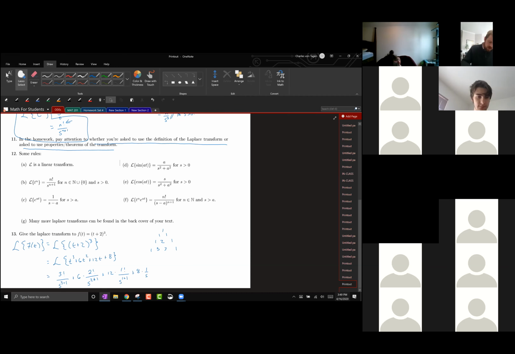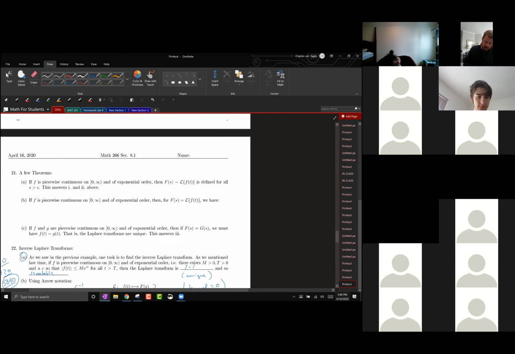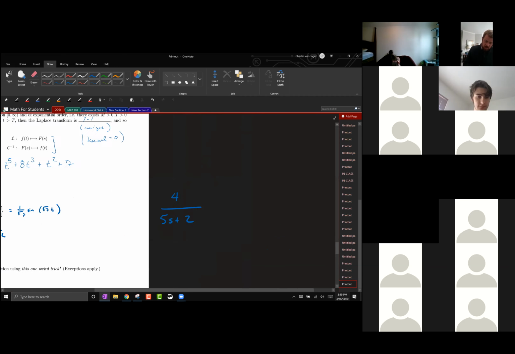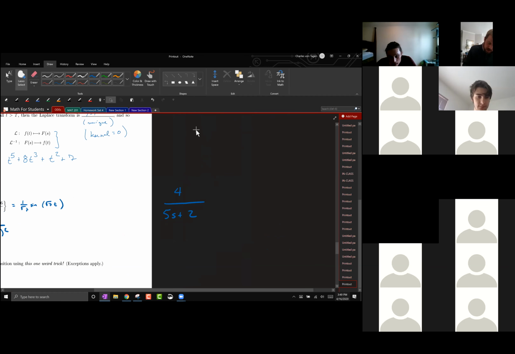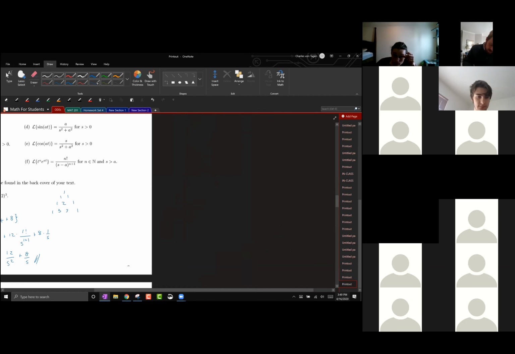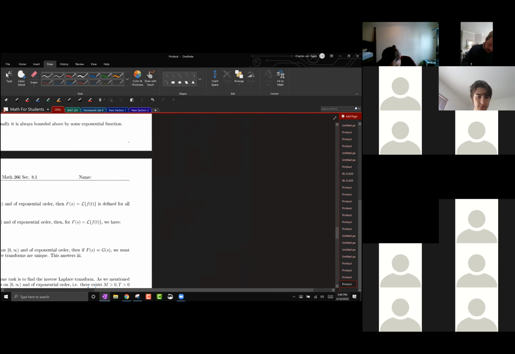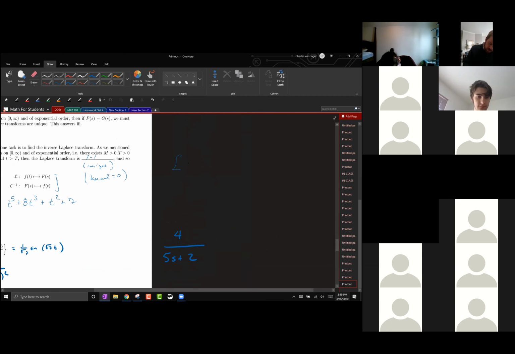So we expect this thing to come back as an e. To remind us of the e rule, we said that the Laplace transform of e to the at was 1 over s minus a for s greater than a, right? So we're going to try to somehow use that rule.